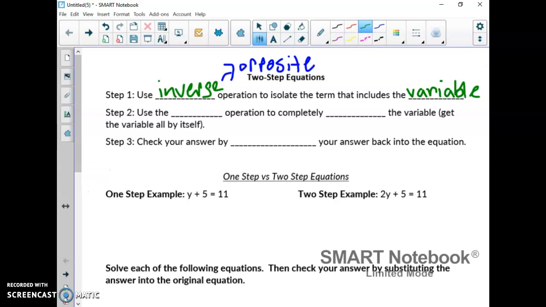So this time the variable is not going to be totally by itself. It's actually going to sometimes be attached to something else. So after we use the inverse operation to isolate the term with the variable, we'll then use the inverse operation again to completely isolate the variable. Oops, a little sloppy. I'll try to make that better for you guys.